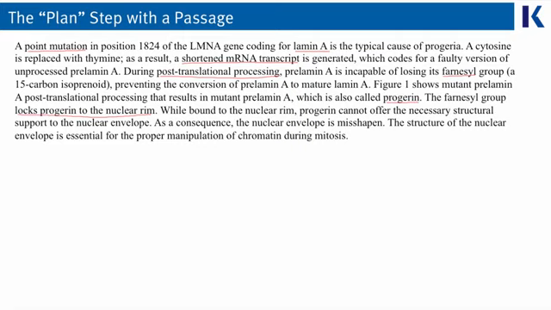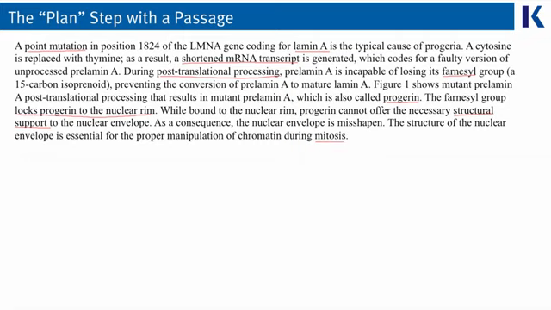We're told that this locking of progerin to the nuclear rim means that it can no longer offer the structural support that it needs to the nuclear envelope, and that ultimately this causes a misshapenness to the nuclear envelope, and that down the line it's implied that this causes issues during mitosis.